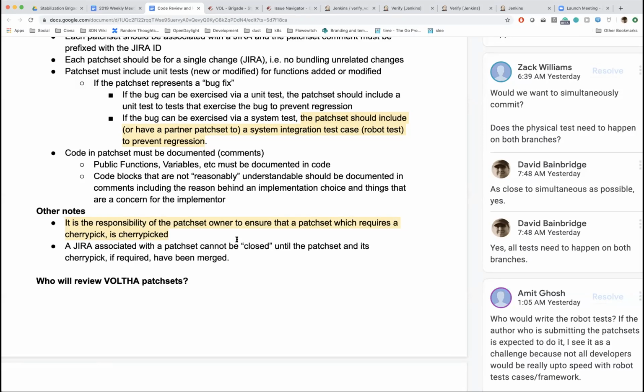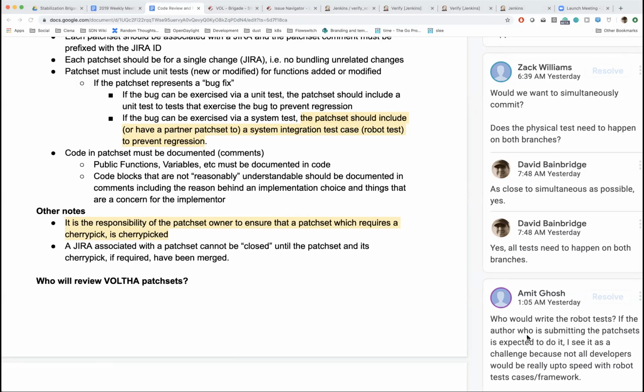Furthermore, we're going to keep the JIRAs open, i.e. not closed, until the patch sets are merged. It just helps us keep track of things, because it helps keep JIRA and essentially Gerrit in sync around that. Any questions on that?